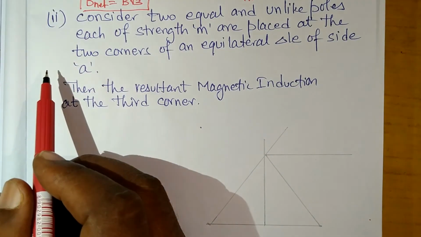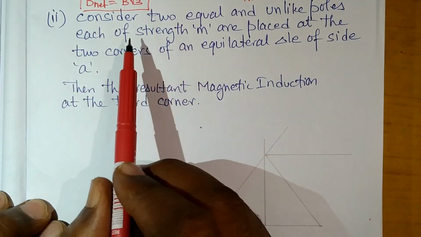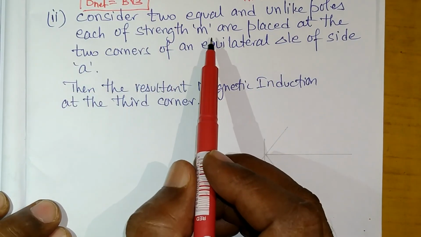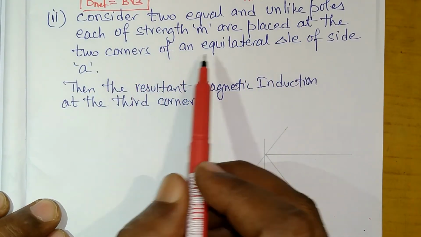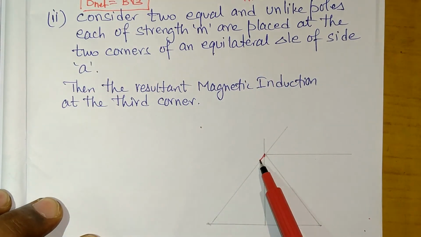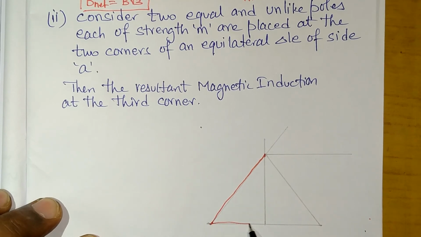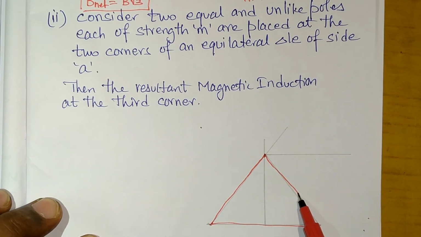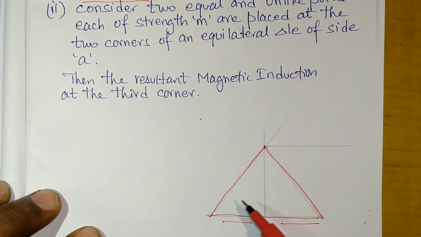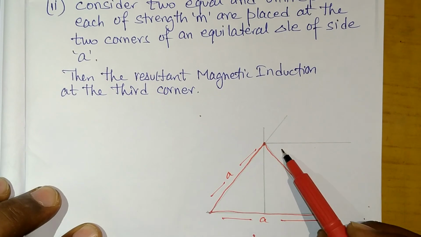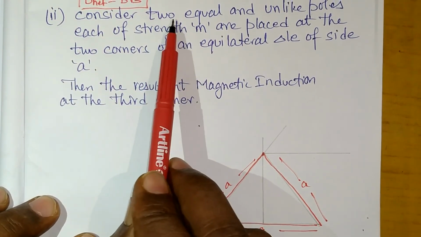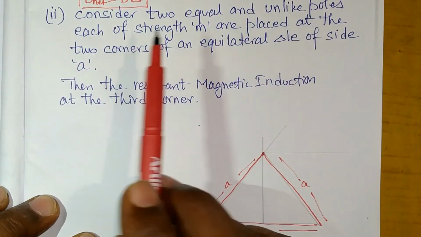Let us see the next case. Case 2. Consider two equal and unlike poles, each of strength m, placed at the two corners of an equilateral triangle of side A. Now I will consider an equilateral triangle. The side of the equilateral triangle is A. According to the given condition, take two equal and unlike poles.